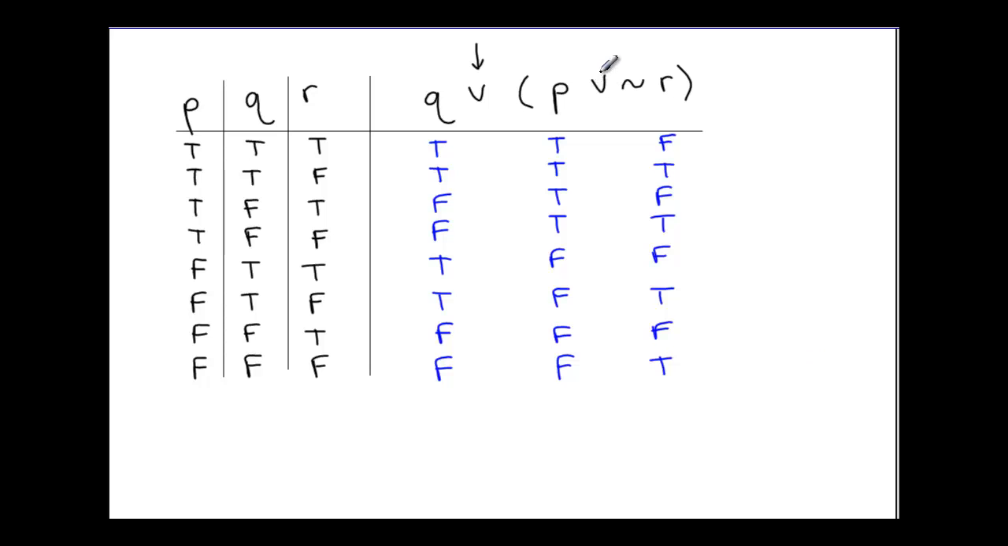And now let's fill in the disjunction here. Remember that a disjunction is only false if both statements are false. So we can come through here and find these are both false, these are both false, and in every other case we have at least one true statement. So everything else will be true.